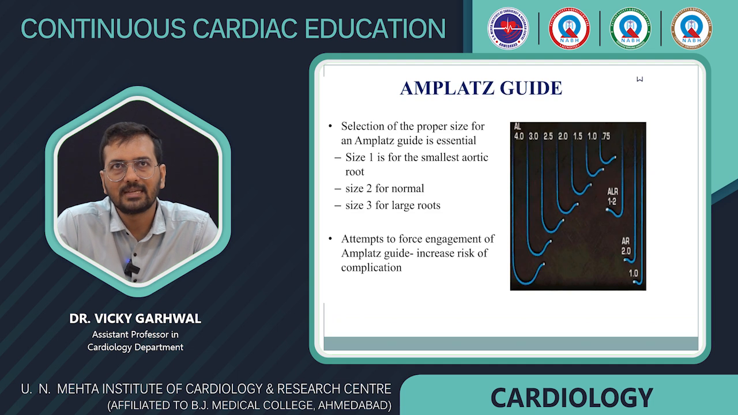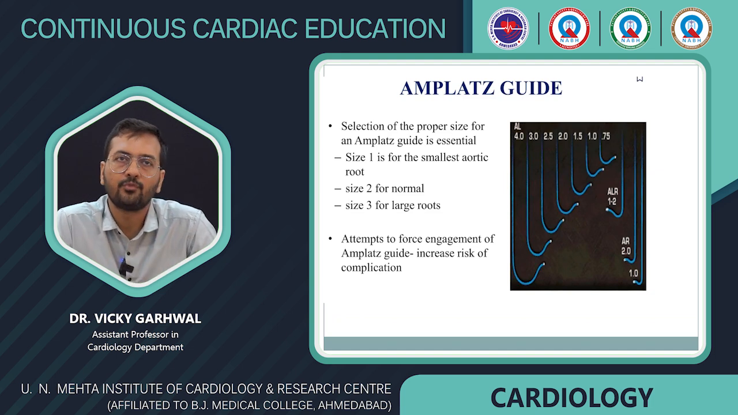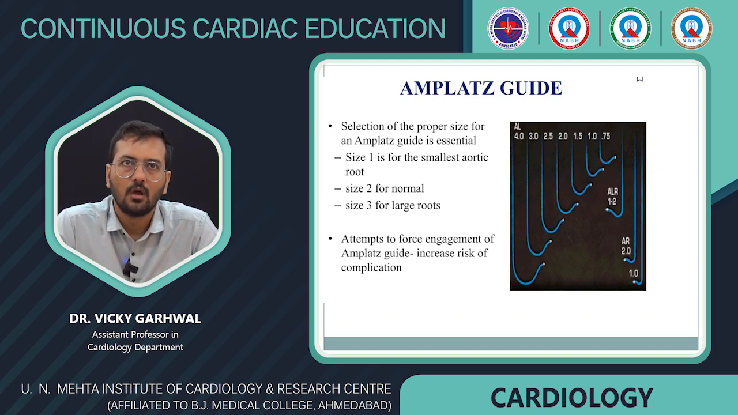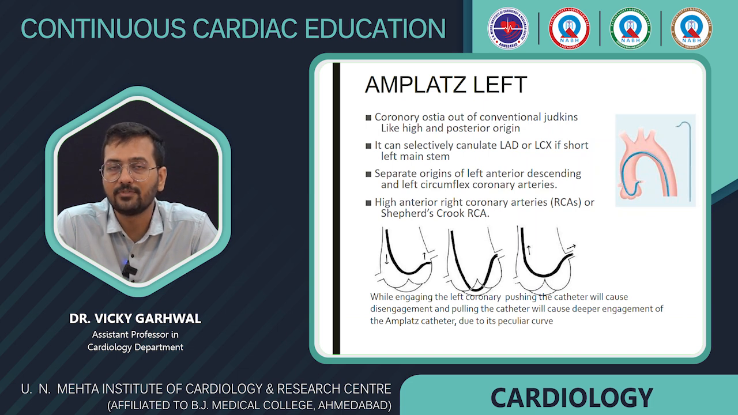For the Amplatz guide, selection of the proper size is very essential, as it is prone to more dissections. Size 1 is used for small aortic roots, size 2 for normal, and size 3 for larger roots. Attempts to force full engagement of Amplatz guides will increase the risk of complications. Amplatz left is used for coronary ostia out of the conventional Judkins range, like a high or posterior origin of the coronary ostium. It can selectively cannulate the LAD or LCX if there is a short left main stem, so it is useful for a separate origin of the LAD or LCX. For a high anterior right coronary or Shepherd-Crook RCA, we can use Amplatz left.